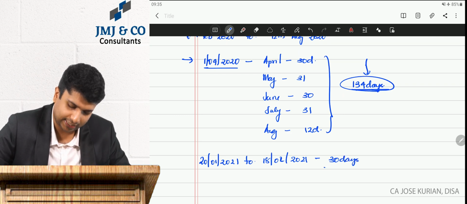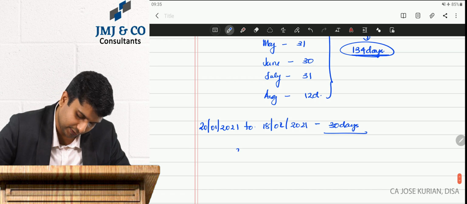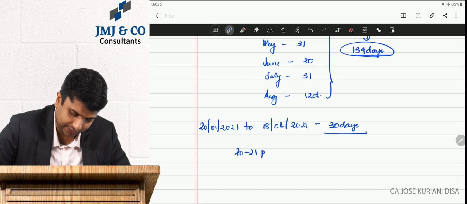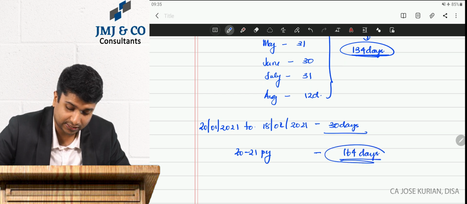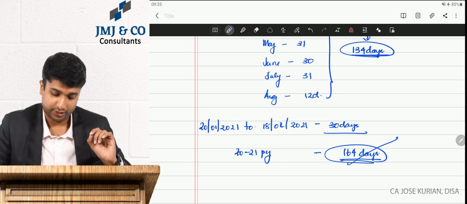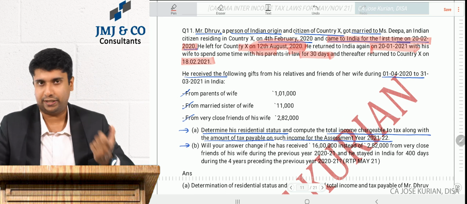So in total, his total period of stay in India for the relevant previous year, that means in 2021 PY, his total days of stay shall be 164 days. And this is his first time visit in India. Yes or no? It says for the first time he came to India for these periods.